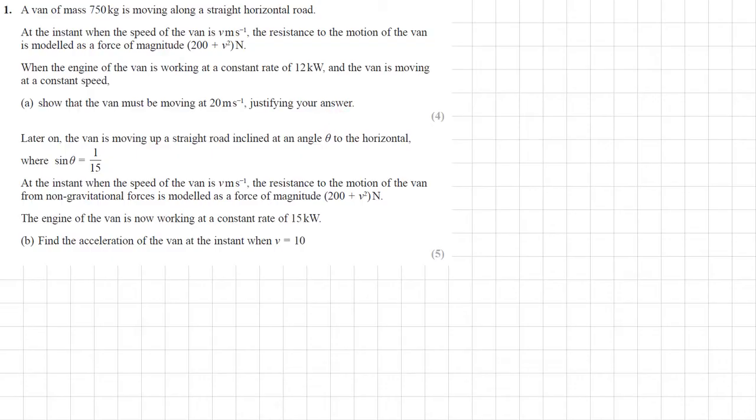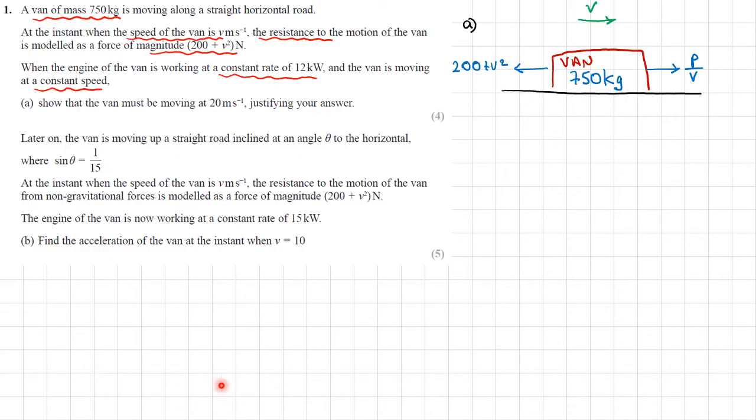Justify your answer. Well, the first thing I've done is underline all the important things in the question and then converted it into a diagram. It's moving at a constant speed, and I've got it going to the right on my diagram here. The tractive force is the power over the velocity, and the resistance is going to be 200 plus v squared. Since this is moving at a constant speed, the tractive force is going to be equal to the resistive force.